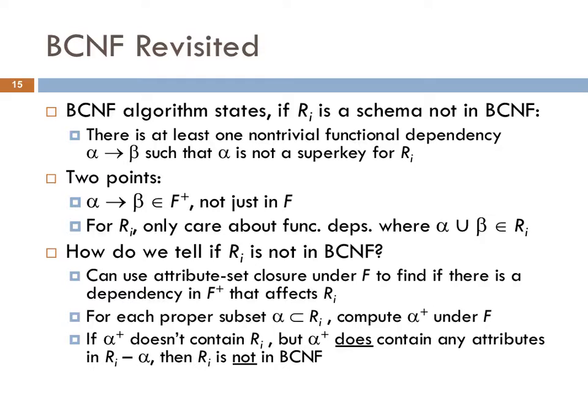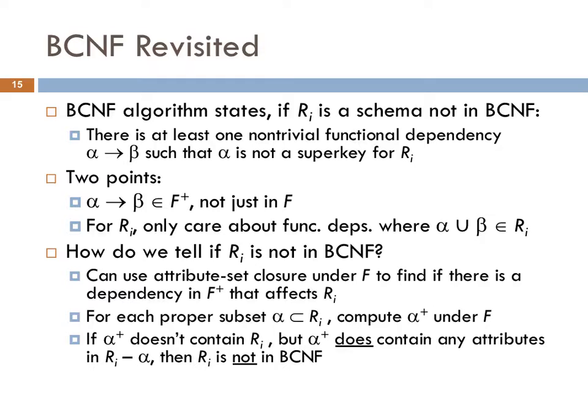but it contains anything that's not on the left of that, let's say it's in alpha. So the attribute set closure doesn't contain R, but it does contain attributes in R minus alpha, so the initial set of attributes that you're starting with. Then you know that that schema is not in Boyce-Codd normal form. Okay, so that's a statement, and it's a rule. You can apply it, and it'll do stuff.